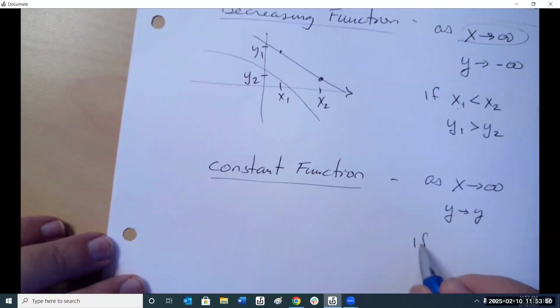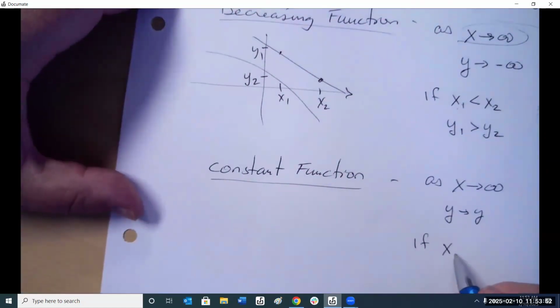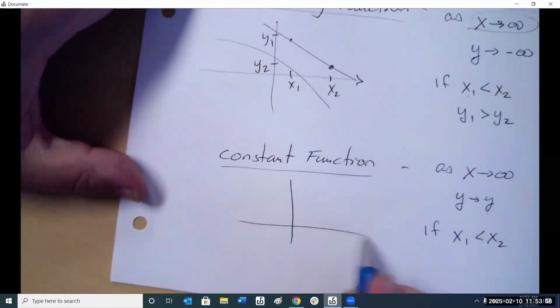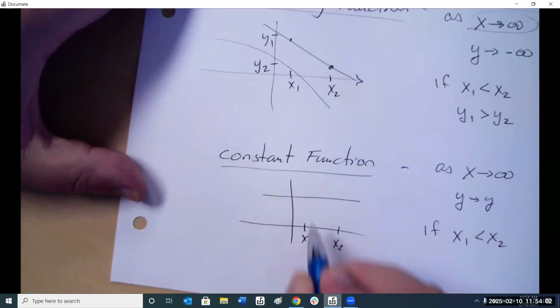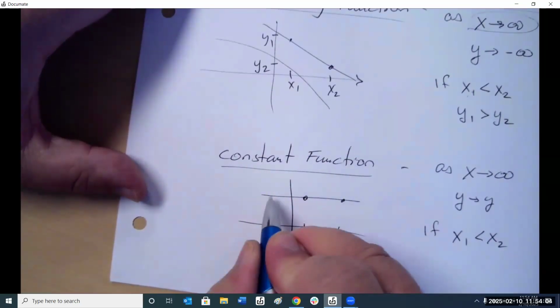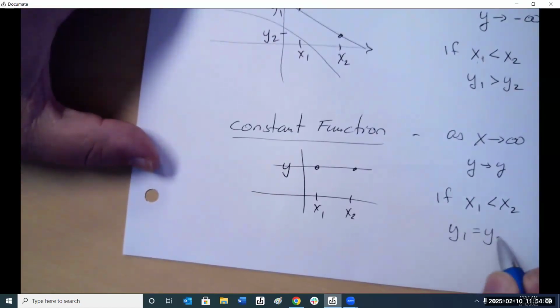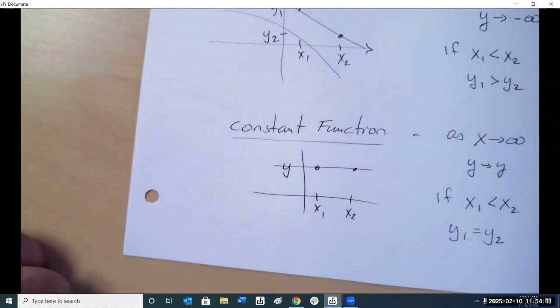I was getting lost in how they were trying to explain it in the book and understand the language. But now it makes sense, I hope. If it's a constant function, x1, x2, then y1 equals y2. That's a constant function.